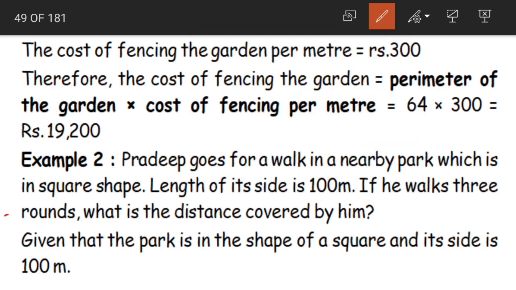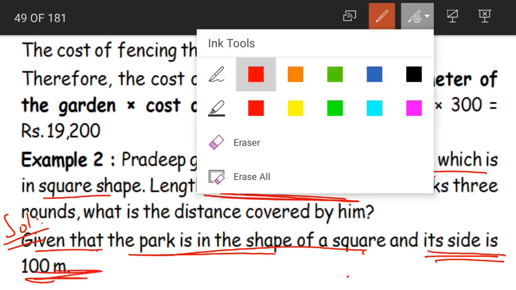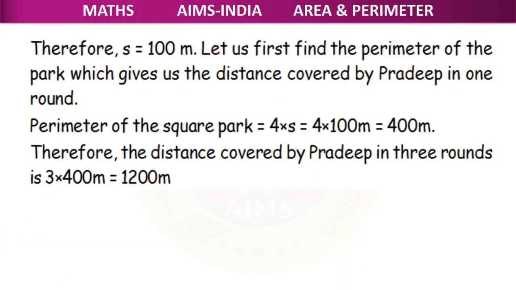So what will be the solution? As I said, first we have to write the information given in the question. Given that, what is given? Park is in the shape of a square, and apart from that we also have the length of the side is equal to 100 meters. Now again children, when we are walking in a park, we are doing rounds, how will we walk? We will walk like this. Yes, we will walk across the border in rounds. We will not walk like this.